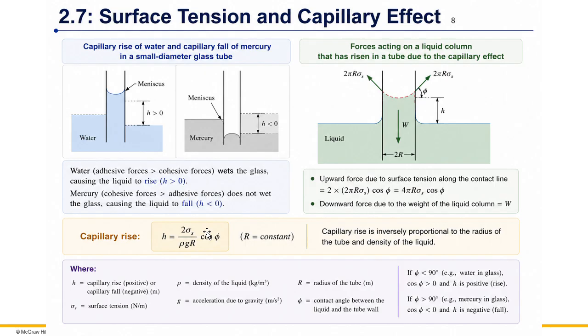The contact angle determines whether the liquid rises or falls. For water, you can see this is the meniscus, and because of the unbalanced surface tension, it will pull the liquid upward. For mercury, the meniscus is the other way. That's why the mercury goes down instead of going up in the capillary tube.